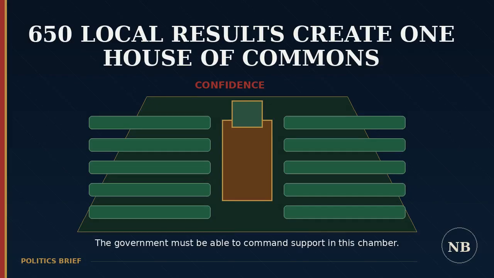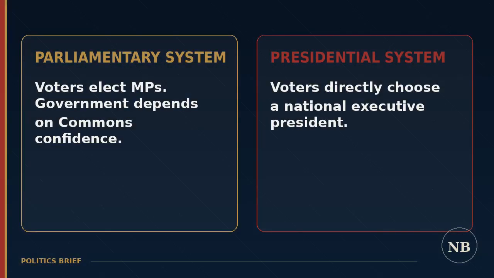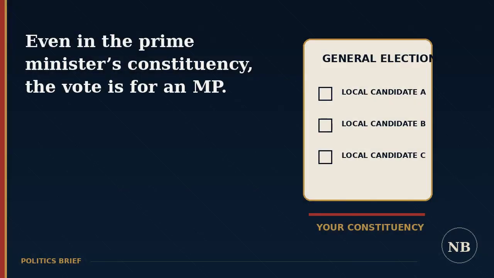This distinction explains almost everything that follows. The Prime Minister holds office because they can lead a government that commands the confidence of the House of Commons. They do not hold office because they personally received a nationwide majority of votes. So what happens when that Prime Minister resigns?